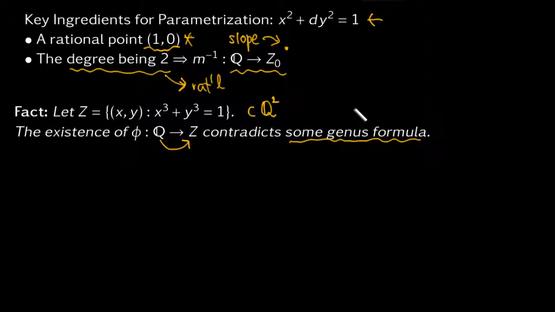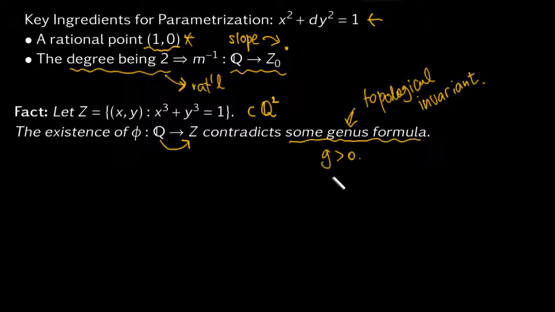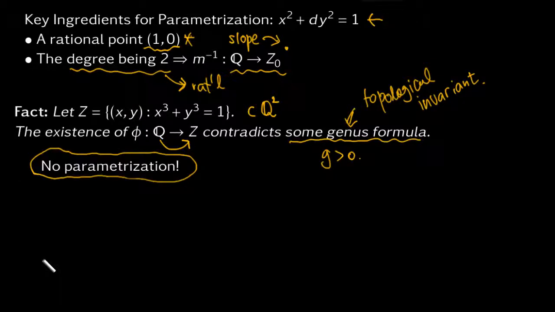So this genus is some important topological invariant of the complex solutions of this cubic curve, and in particular this one has a positive genus, called g, greater than 0. It turns out if there is a parametrization from Q to the solution set, it's going to contradict some genus formula, so there will not be any parametrization, and this is proved using algebraic geometry theory.